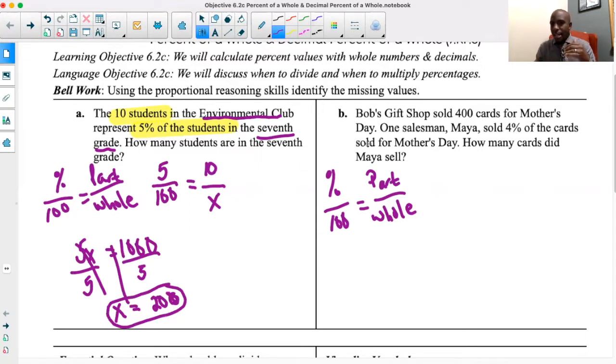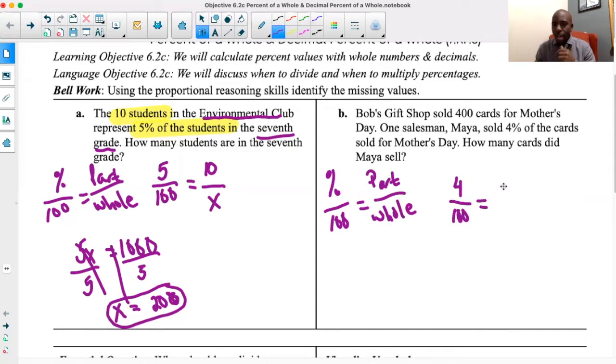I noticed that it says Bob's Gift Shop sold 400 cards for Mother's Day. They sold 400 cards on Mother's Day. Okay. One of the salesmen, Maya, sold 4% of the cards for Mother's Day. So I see that Maya sold a portion of the cards. Notice I said portion, that's similar to part. So what I see here is they gave me the percent, 4 over 100.